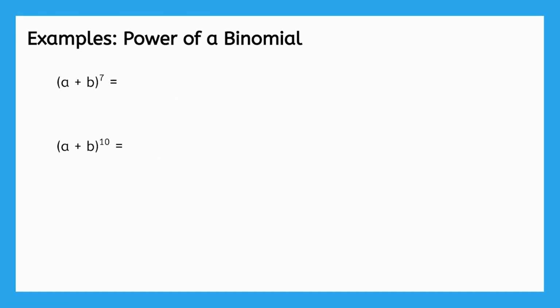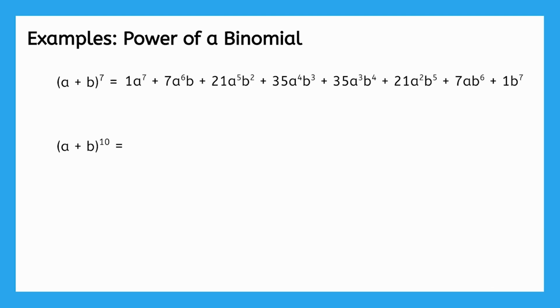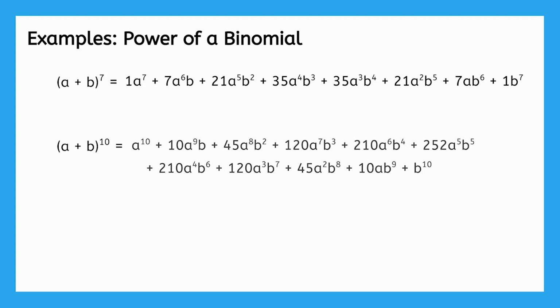This means we have a way to expand binomials to really high powers way quicker than if we use the distributive property. Pause and try using Pascal's triangle to expand these two binomials. For a plus b to the 7th power, we use row 7 of Pascal's triangle. A plus b to the 10th power would take a really long time to expand using the distributive property, but with Pascal's triangle, it only takes a couple minutes.